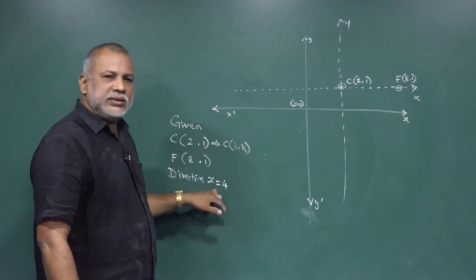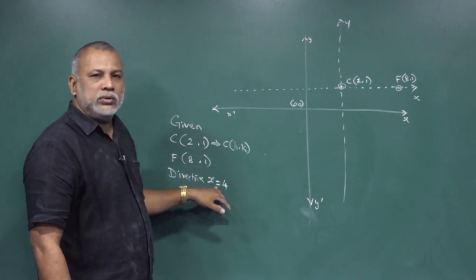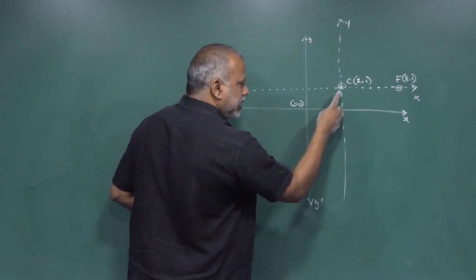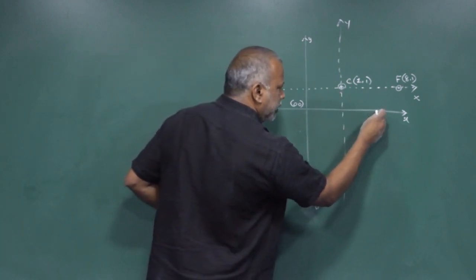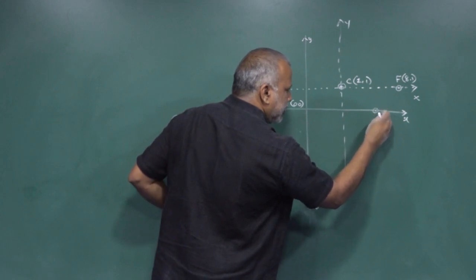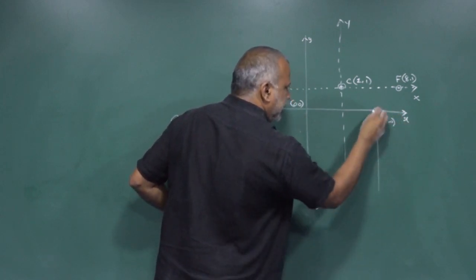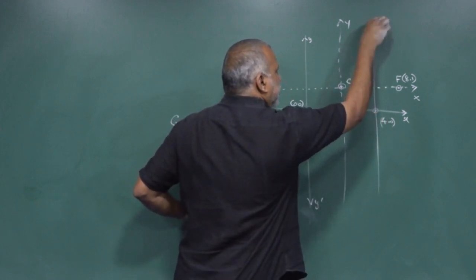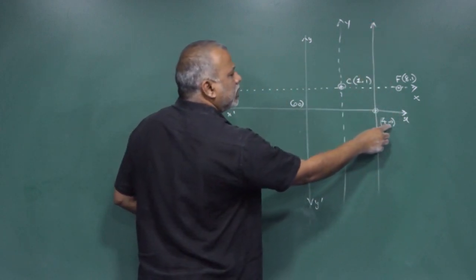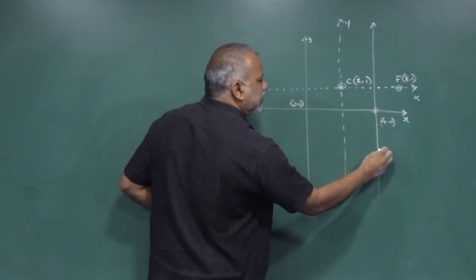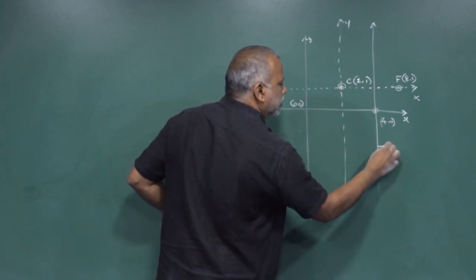See the directrix x equal to 4. What is the meaning of x equal to 4? Here (0, 0), then here 2 units, 3 units, 4 units. Just take it down here. This is the point (4, 0). Then a line passing through the point (4, 0) is parallel to the y-axis. Its equation is x equal to 4.